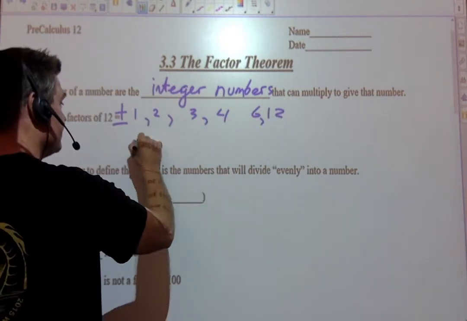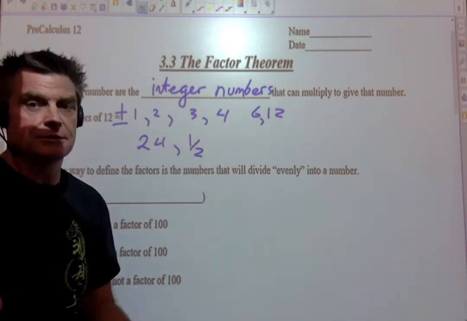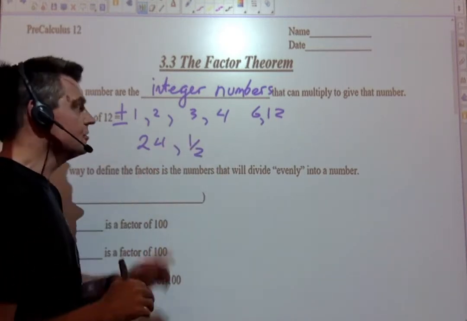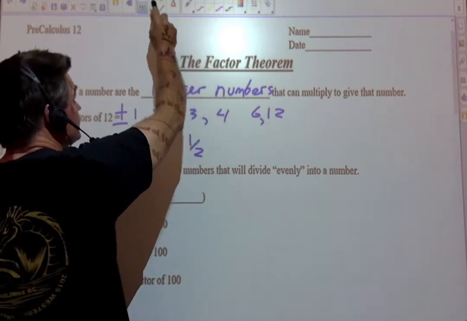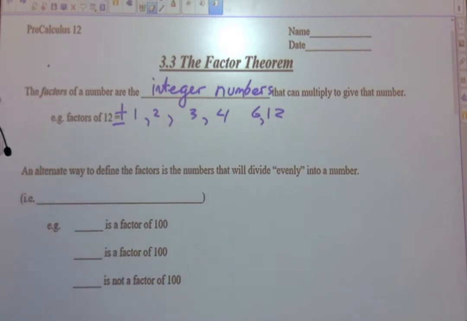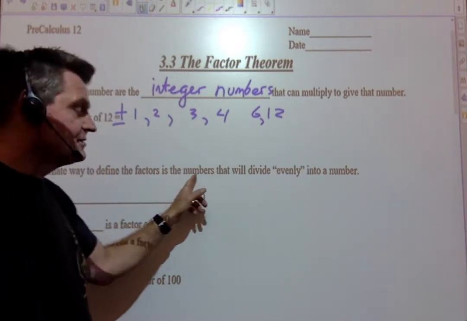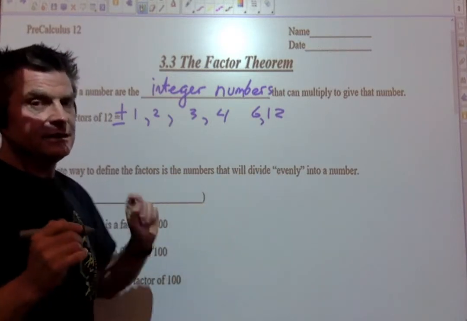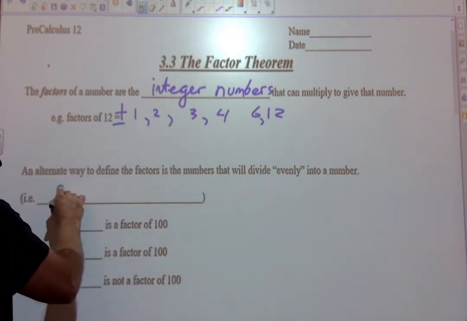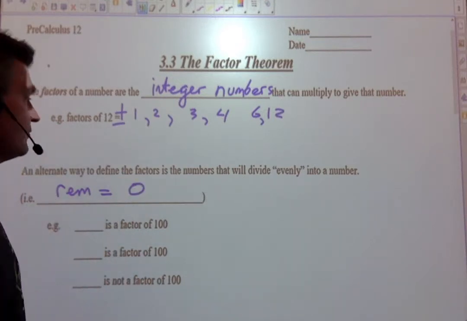Now, yes, I know you could say it's 24 and a half, right? But there's an infinite number of fractions that would work. So let's not go to the fractions. Let's just go with the integer values that are actually going to give me 12. So an alternate way of defining the factors is saying that these are numbers that will divide evenly into a number, in other words, with a remainder of 0. So when you divide it in, there's no remainder left over.